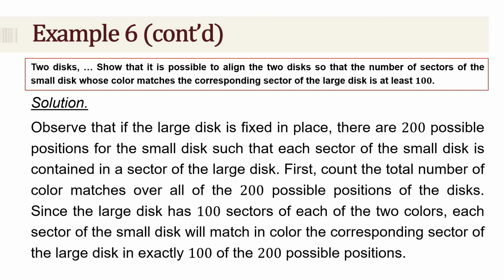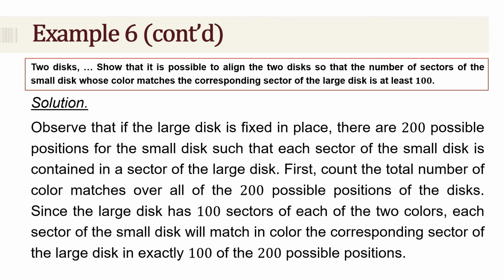So for our solution, observe that if the large disc is fixed in place, there are 200 possible positions for the small disc such that each sector of the small disc is contained in a sector of the large disc. Tama? So nilagay natin yung large disc natin, pinatong natin yung small disc, tapos kapag i-rotate natin yung small disc natin, di ba meron tayong 200 possible positions? So, isang ikot, 1, 2, hanggang matapos yung 200 na sectors ng small disc natin. That is 200 possible positions for the small disc.